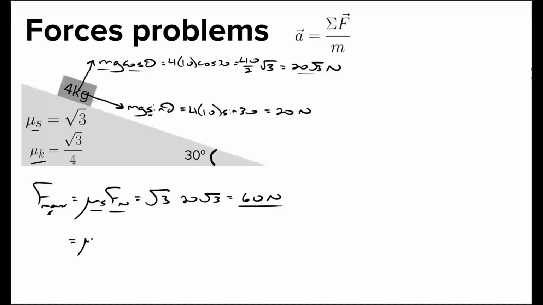Now, mu k Fn, this is the kinetic friction. If you're sliding, this is the amount of kinetic friction. So let's say this was root 3 over 4.